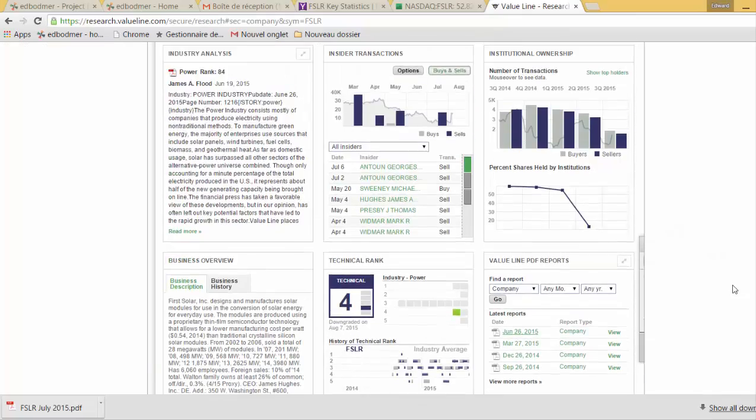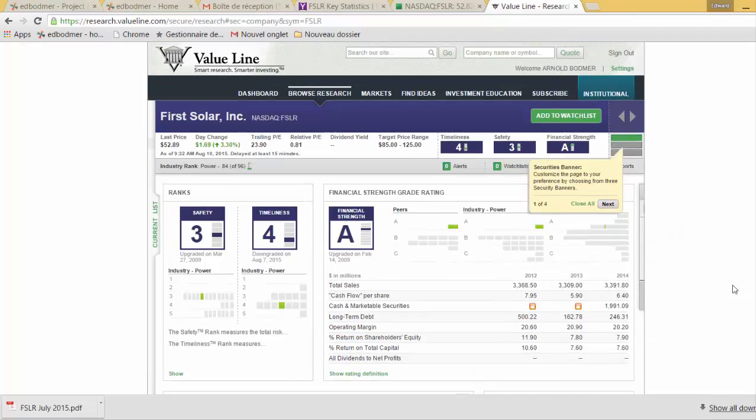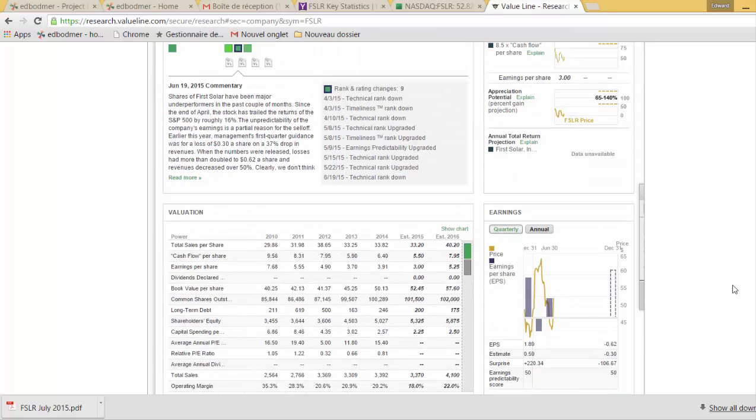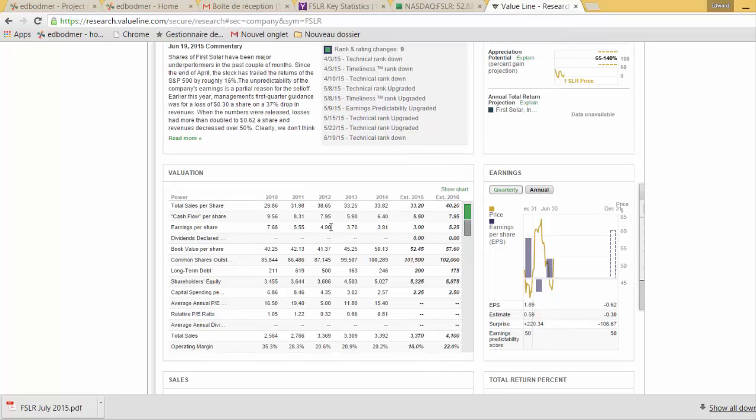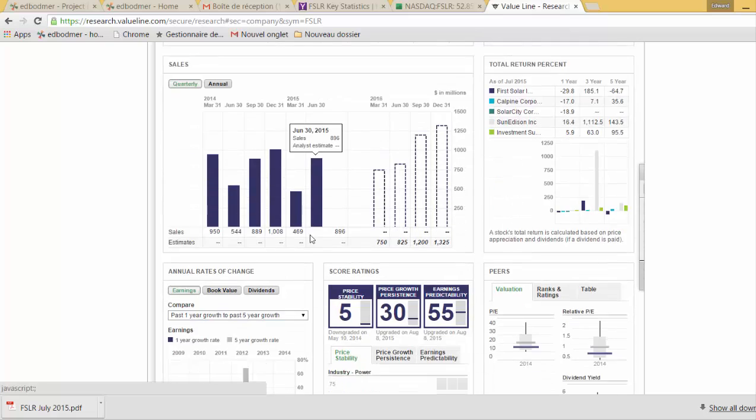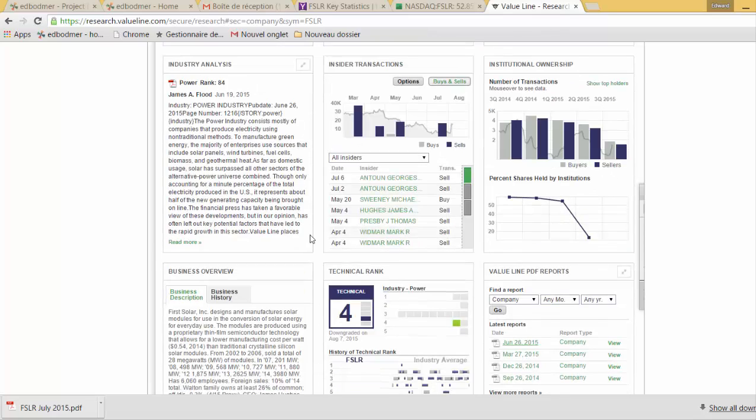Okay, I went to First Solar, and then they have all this wonderful stuff. This is pretty good, actually. They have a history and a forecast. So they forecast the earnings per share in 2016 to bounce up. That should theoretically give you a higher stock price, and then they give you the quarterly sales, and looks all very good, doesn't it?